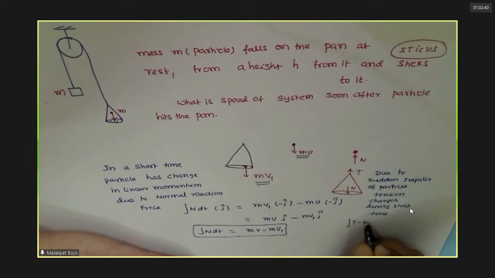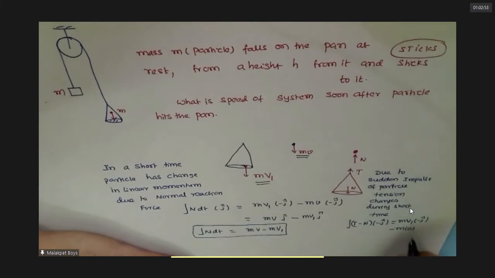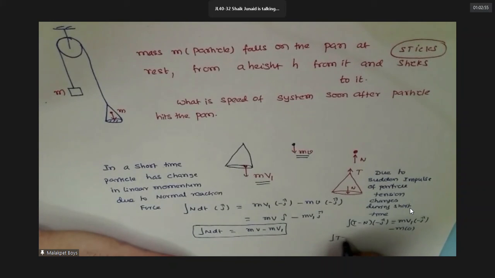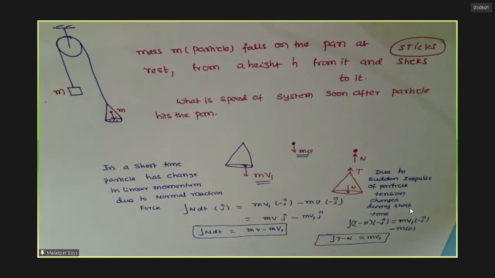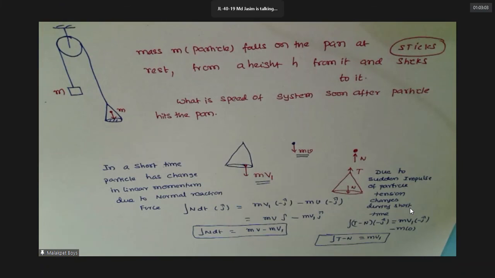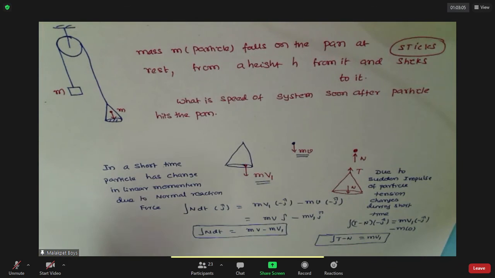For the pan, I can write like this. See, T minus N minus J. Initially, finally the pan is moving like this. Initially, the pan is at rest only, no? Any doubt till here? Now for the block.